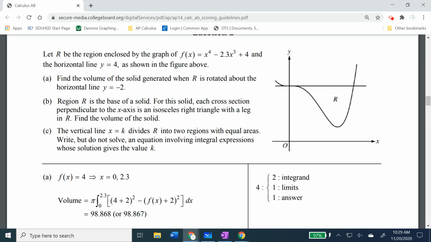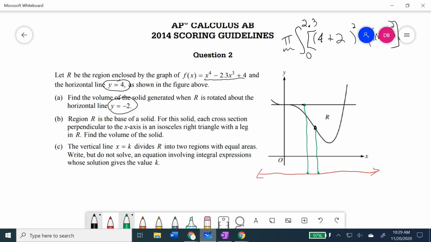So then we move on to part B. With part B, it says that you have cross sections perpendicular to the x-axis. They are isosceles right triangles with the leg in R. So I'm going to erase this previous work, and perpendicular to the x-axis. That alone says draw a vertical line only in the region itself, and that is the length of one of the legs of an isosceles right triangle.